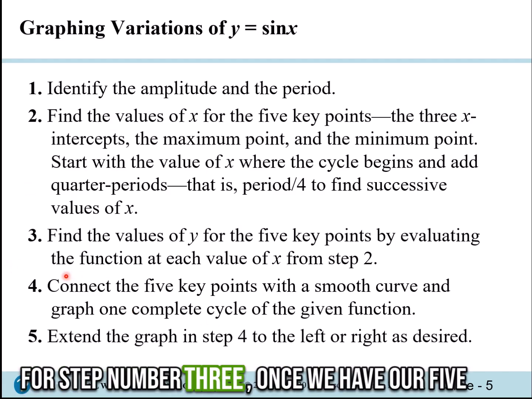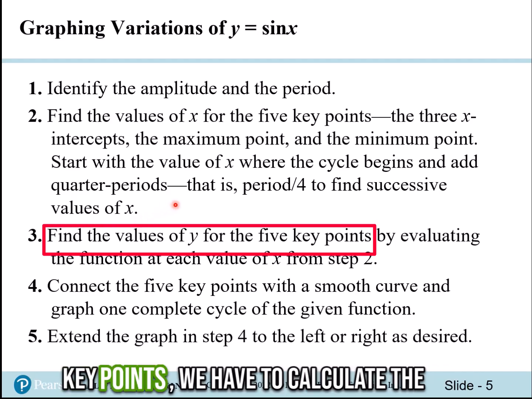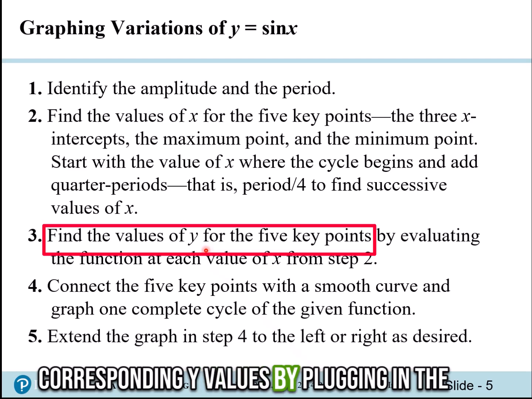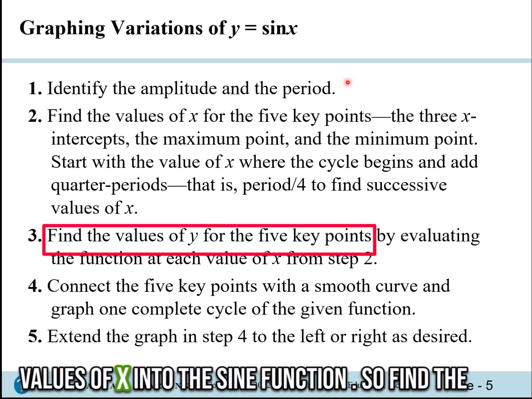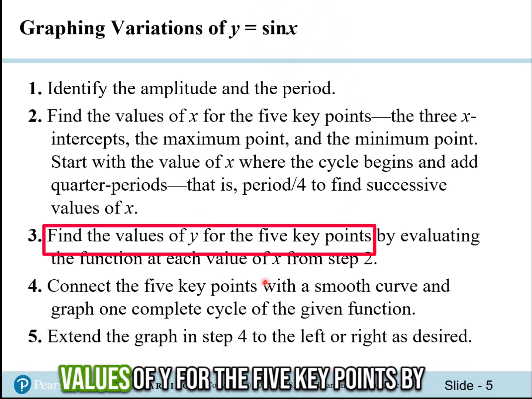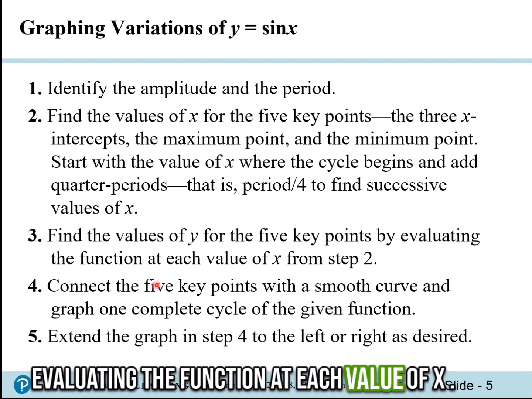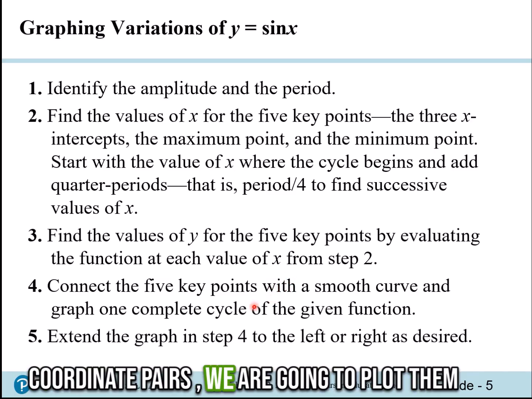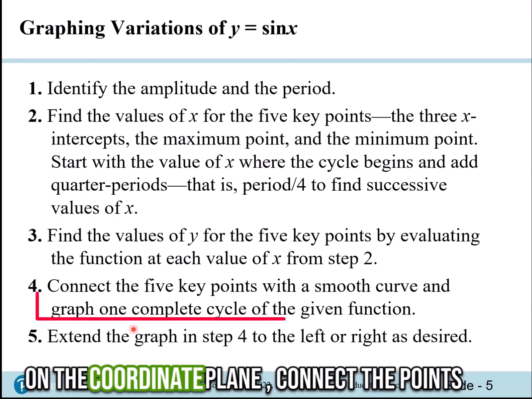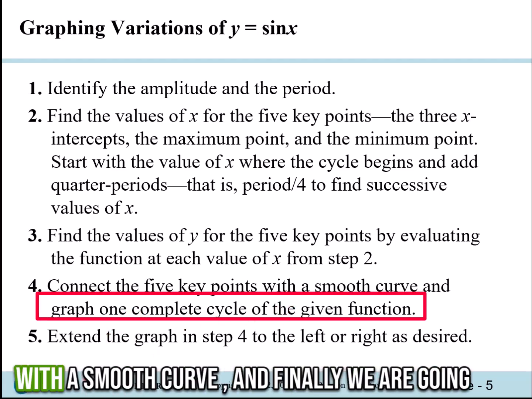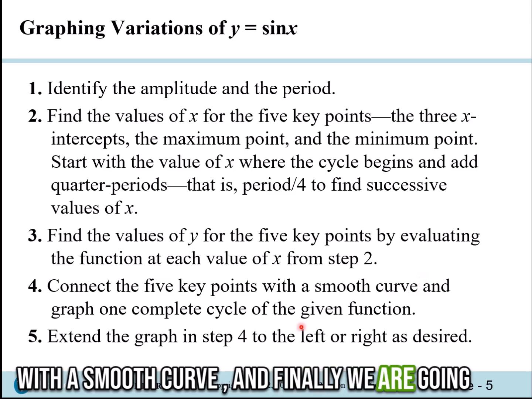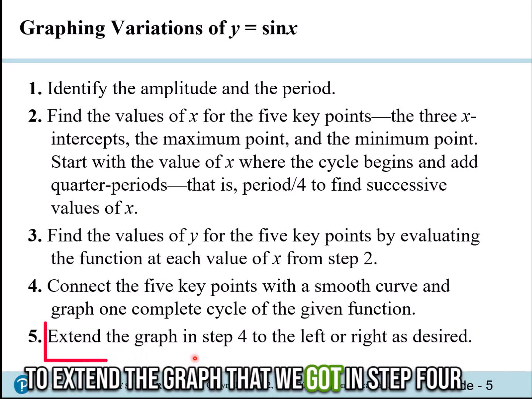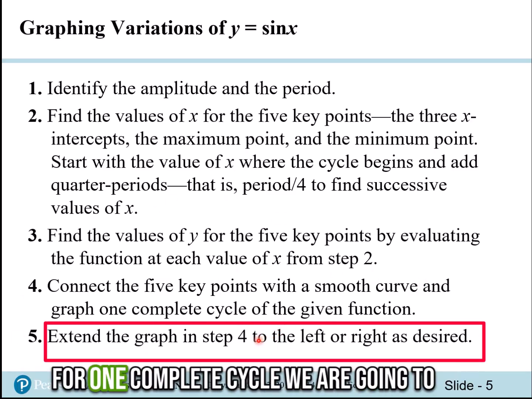For step number 3, once we have our 5 key points, we have to calculate the corresponding y values by plugging in the values of x into the sine function. So find the values of y for the 5 key points by evaluating the function at each value of x. And then once we have the different coordinate pairs, we are going to plot them on the xy coordinate plane, connect the points with a smooth curve, and finally we are going to extend the graph that we got in step 4 for one complete cycle.